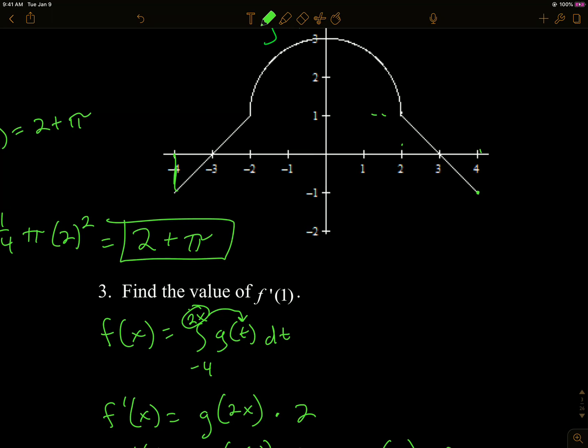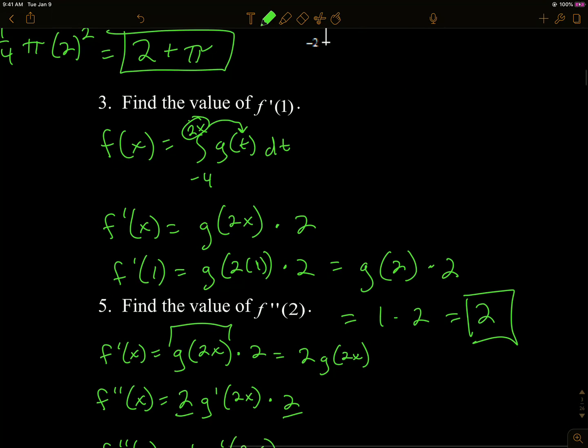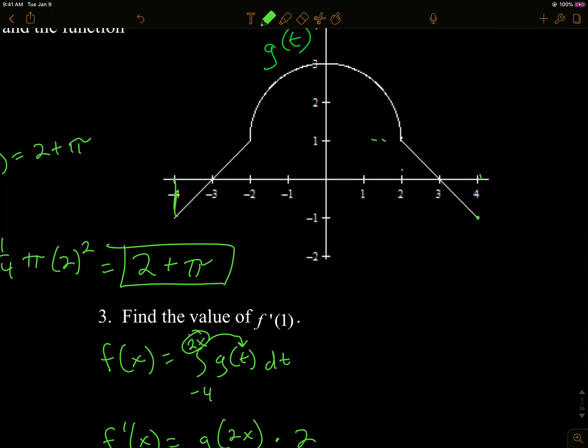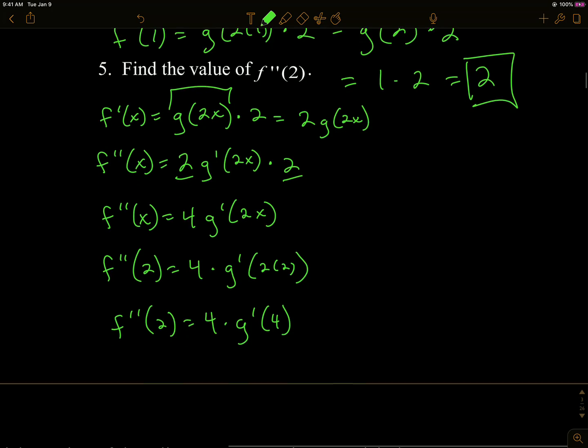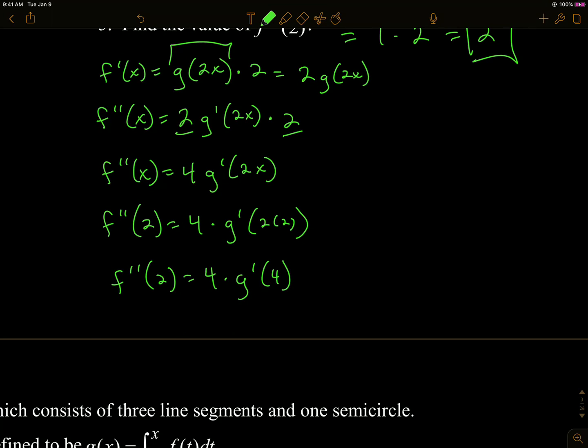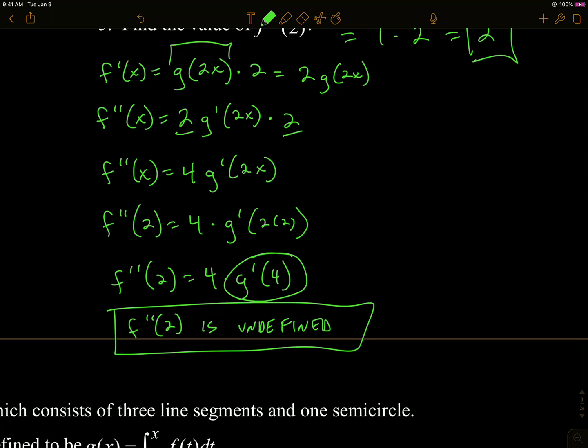So we're going to be looking for the slope of the tangent line there. And since it's the endpoint of the interval, that function is not differentiable there. We don't know what happens on the other side of that, right? So this would just be undefined. So f double prime of 2 is undefined because g is not differentiable there, so we can't figure out that number. This is causing the problem. We can't figure out that number because it's undefined there.